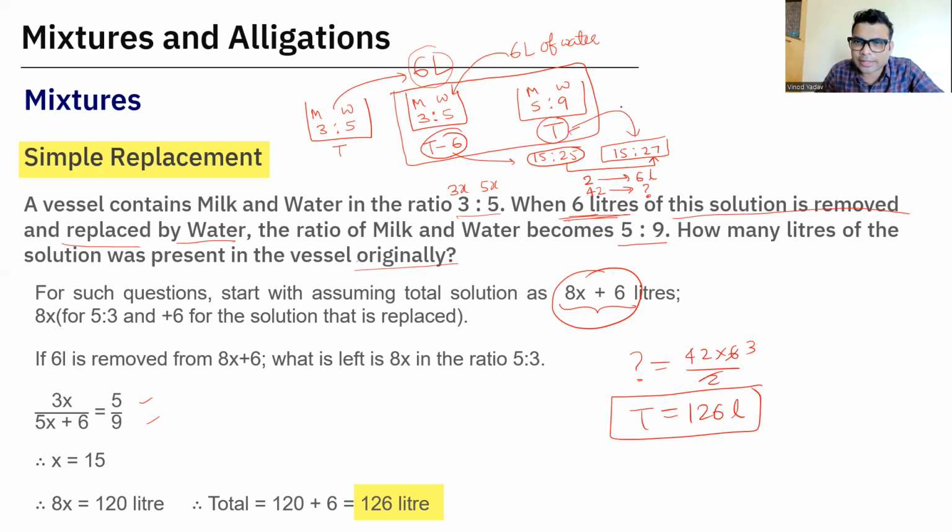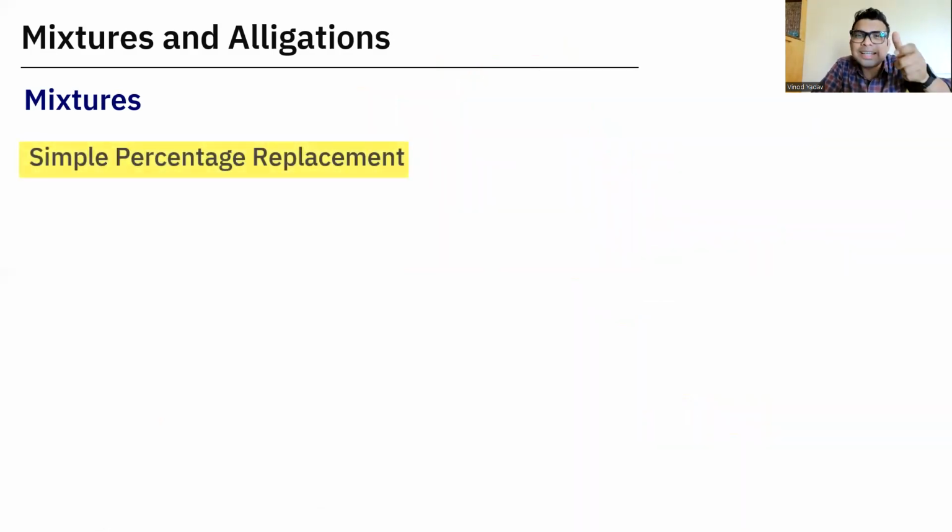You may forget to add 6 in the exam pressure. That is why just take the final ratio 15:27. This was method 2 through no change component. So I hope you understood the second variety also, friends. Simple replacement. The first one was simple addition and now simple replacement. All right. Awesome. Let's move on to the next variety, simple percentage replacement.